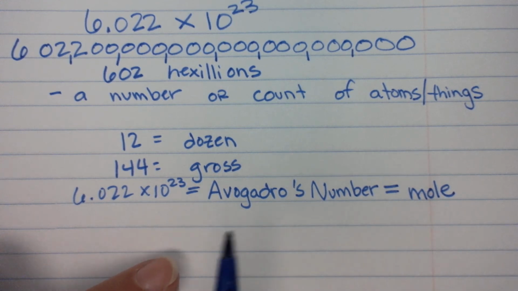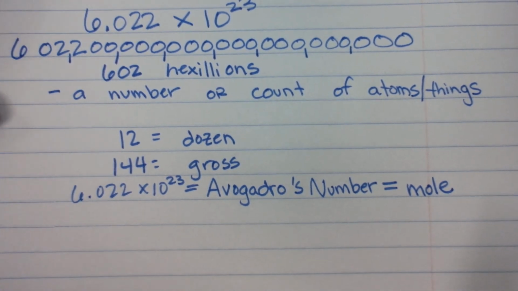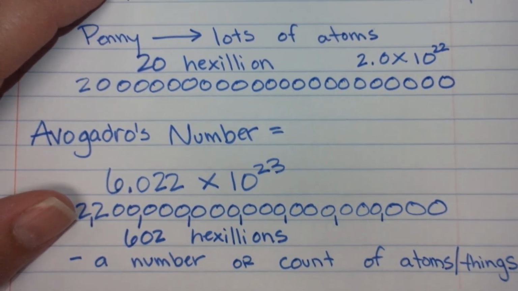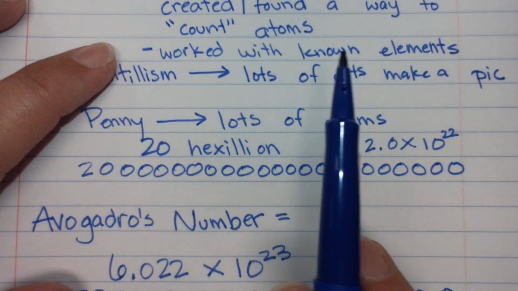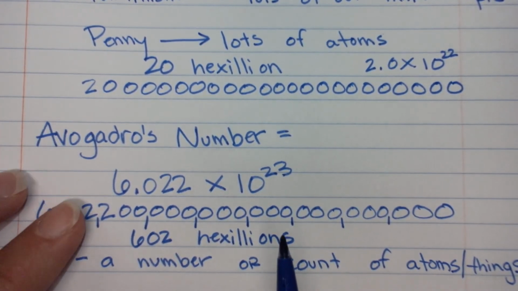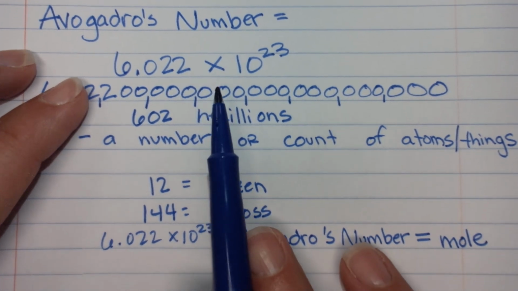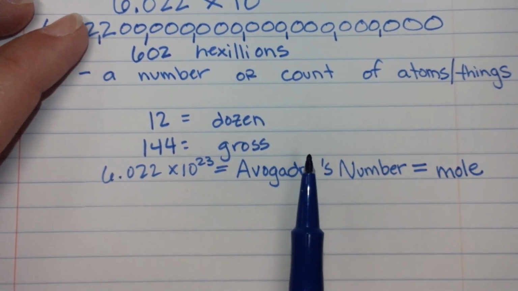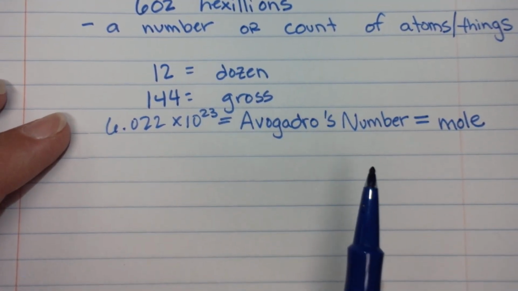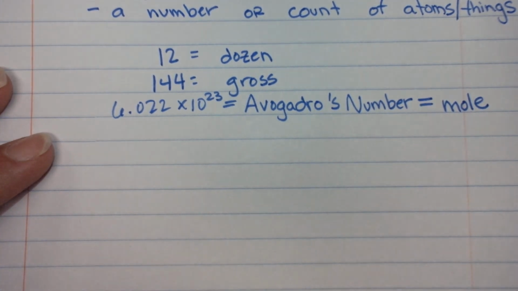It's a count. It is a number of things. It is an amount. So we want to be mindful of that. And let's kind of think about what we just said. If Amadeus Avogadro worked with known elements and he figured out that this number is how many atoms are in that known element, let's put that together. Okay, so let's make a statement.